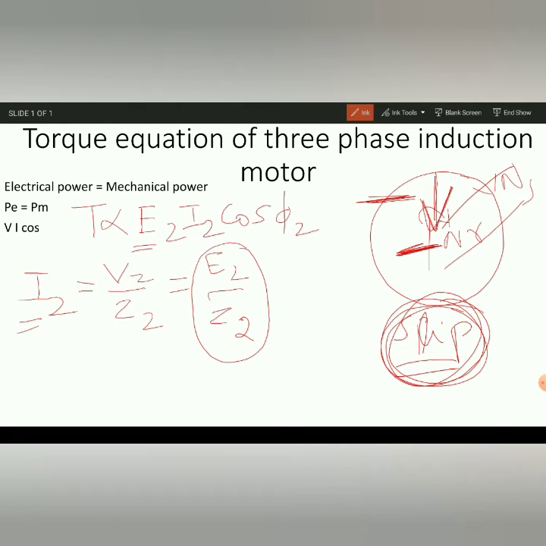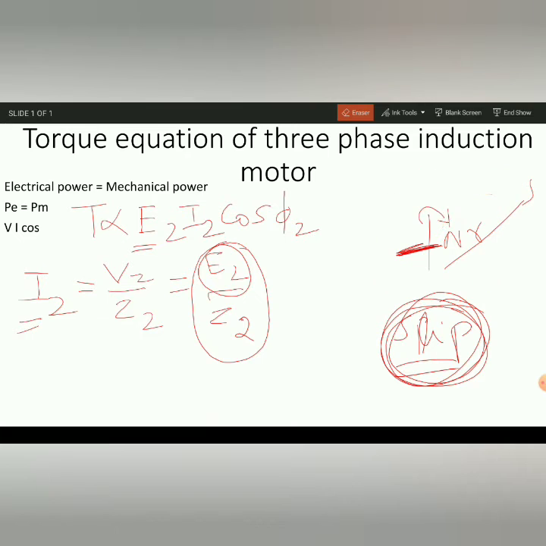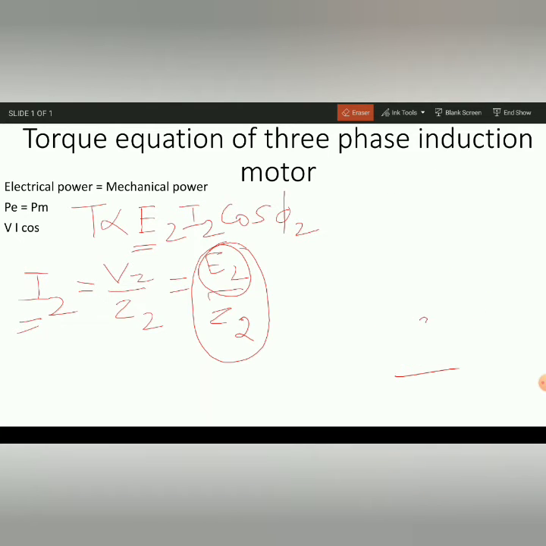Okay, so we can't simply write a single E2 value, as it will not be the same throughout. At the time of starting, E2 will be different, at the time of running it will be different, and at maximum torque condition E2 will be different. That E2 depends on the slip value. So we can't write simply E2, it will be replaced by S into E2.